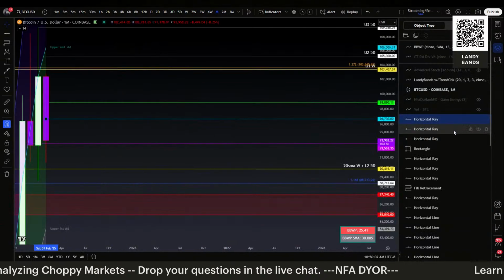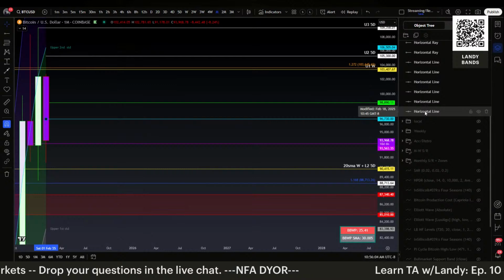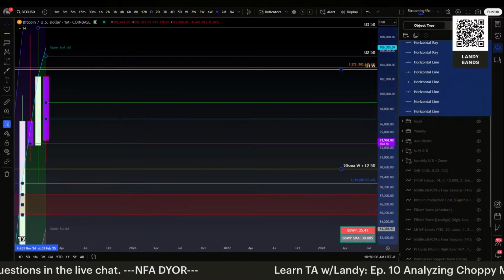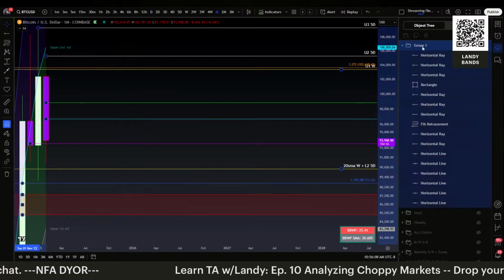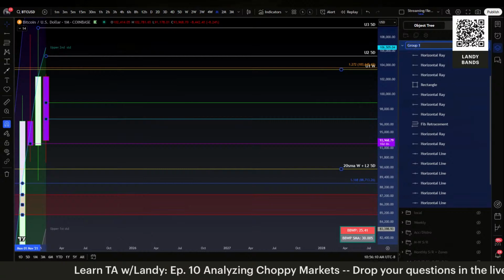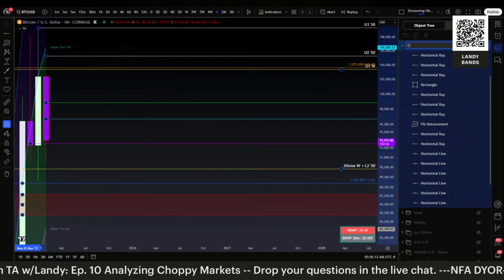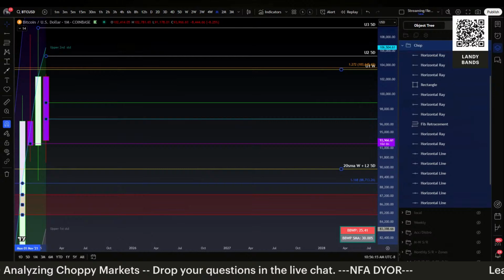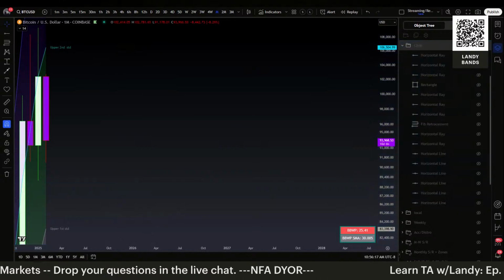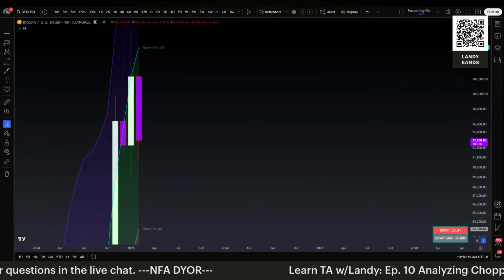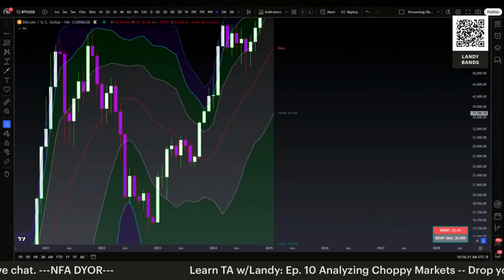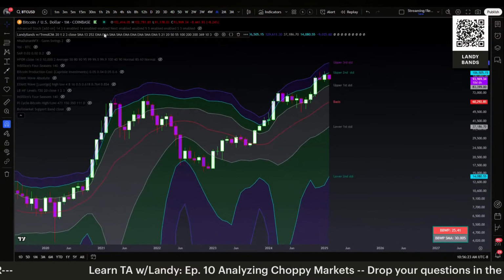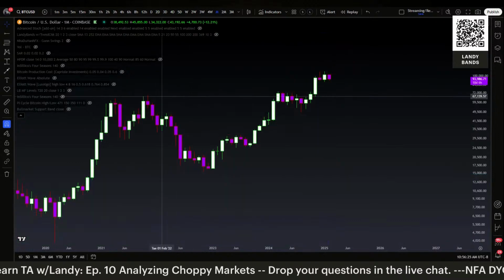Okay, so let me go ahead and wrap all this up on this chart here. We'll just call this Chop, because it's the name of the episode. All right, so let's get rid of this and just very, very simply look at Bitcoin on the monthly. We don't even need bands for this. And this is easy, easy, easy.